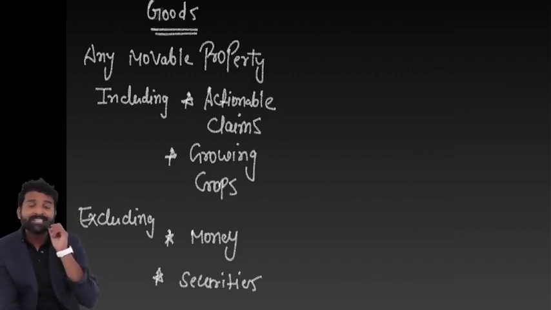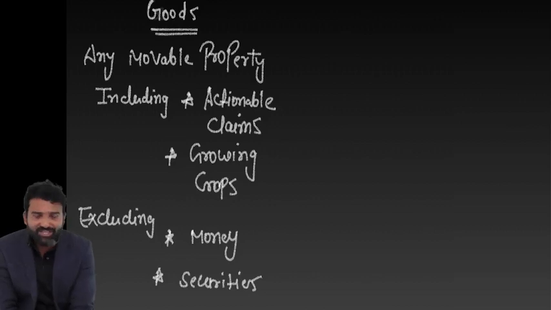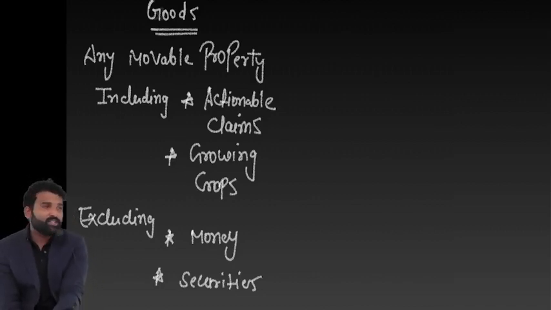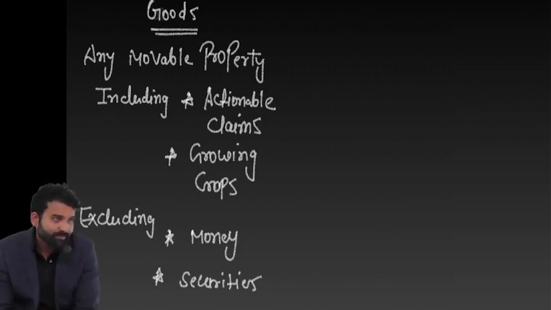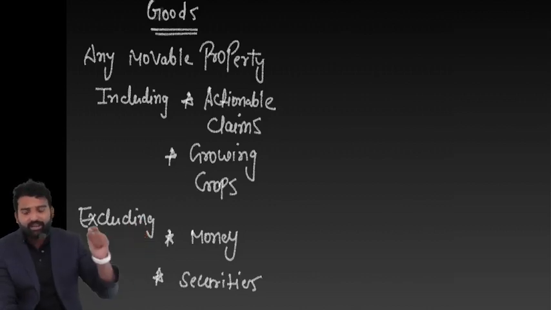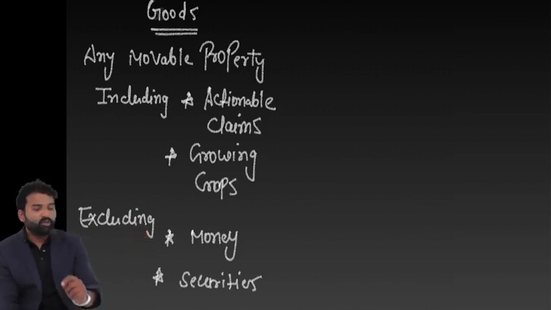So money transactions are not covered in the definition of goods. Second, very important: securities. Share transactions, sale of shares, sale of securities, derivatives, futures, these all are security transactions. And you know why they are not included in the definition of goods and services? Because Securities Transaction Tax is applicable. Already there is a tax on the transaction of securities, and that is STT. So securities are not covered under the ambit of goods and services.